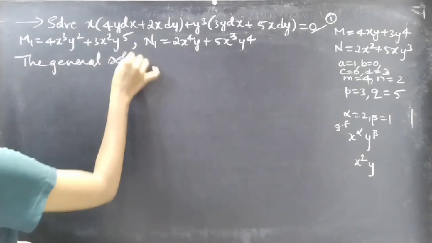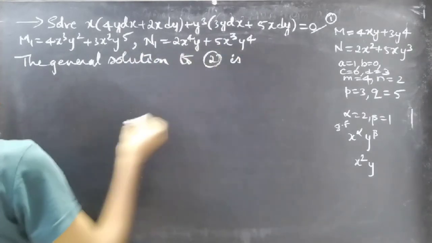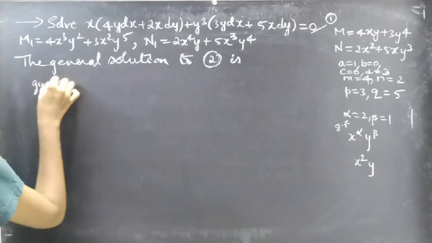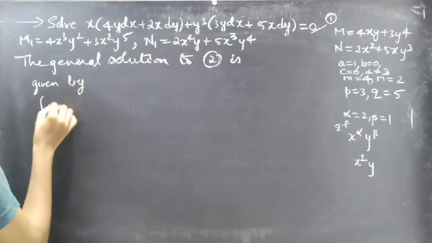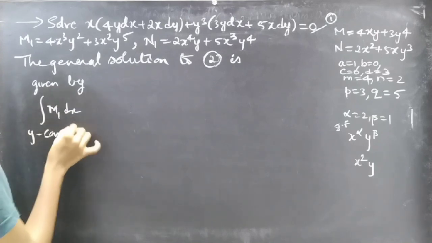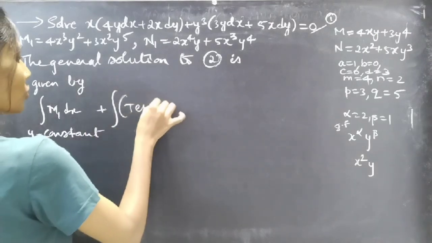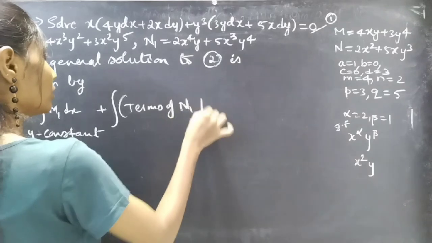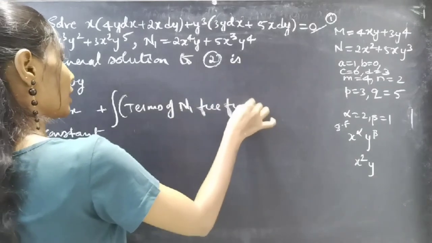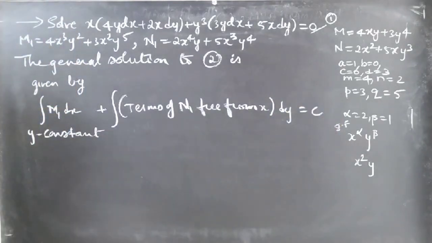The general solution to equation 2 is given by integral of M1 dx treating y as constant, plus integral of the terms of N1 free from x into dy, equal to c. Let's now evaluate the integrals separately.